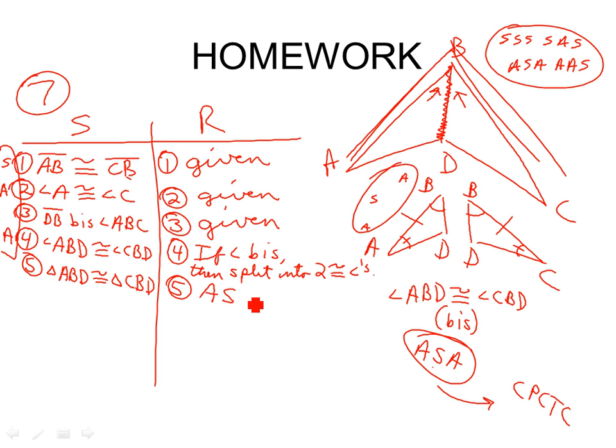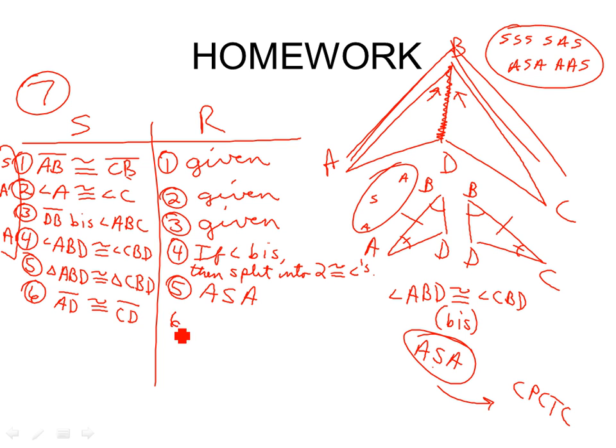Angle, side, angle this time. How come it's not angle, angle, side like it says over here? Because it's not the way it's in order. All right, remember back over here? Included side between the two angles, that means angle, side, angle. Are we finished? No. Now what? Segment AD is congruent to segment CD.